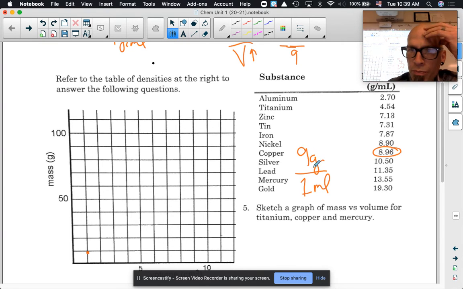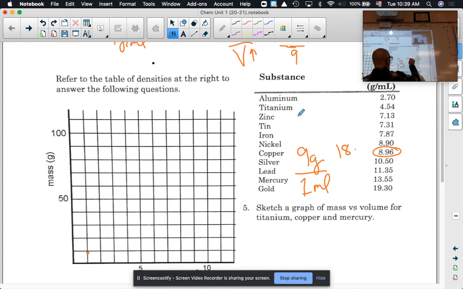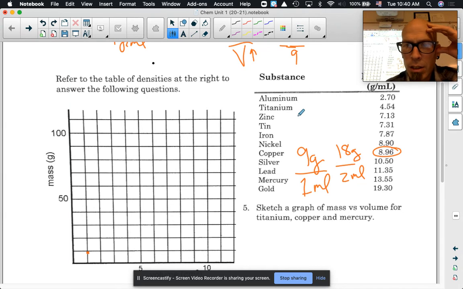Okay, so that's a 9 to 1, right? How about an 18 to 1? I mean 18 to 2, excuse me. How about 18 grams to 2 mLs? Is that still a 9 to 1 ratio? So if we have 2 mLs of copper, that's not just going to be 9 grams, it's going to be 18 grams. So can I go to the graph here and go over 2 and up 18? You betcha. Over 2, up 18, which is going to be about right there, shy of 20.